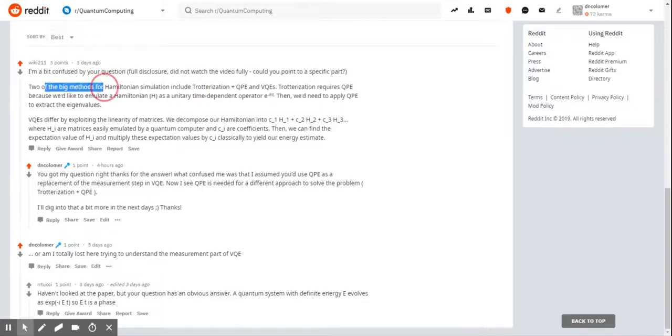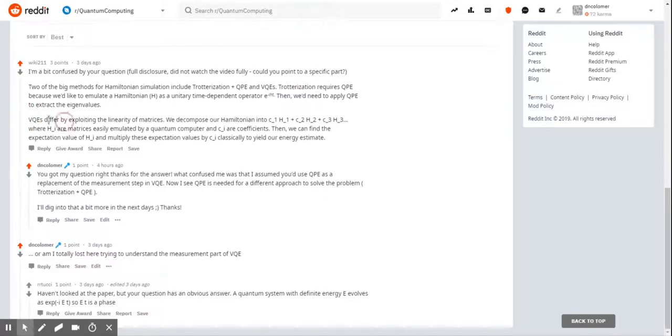that two of the big methods for Hamiltonian simulation include Trotterization plus quantum phase estimation and VQEs, right? So Trotterization requires QPE because we'd like to emulate a Hamiltonian H as a unitary time-dependent operator. Then we need to apply QPE to extract the eigenvalues, which are the energy values you want to minimize. But then, what is Trotterization?